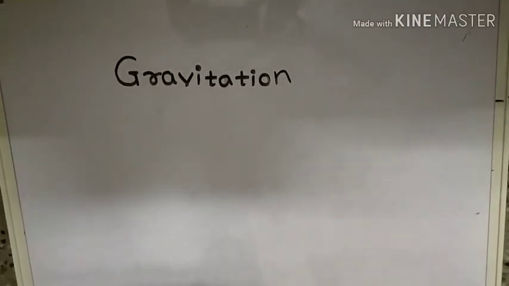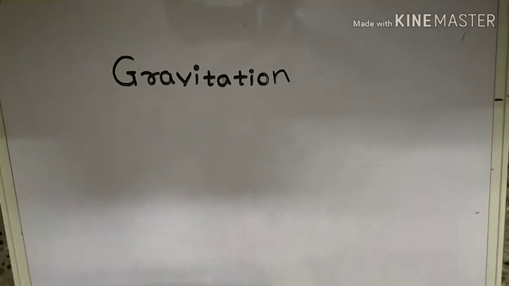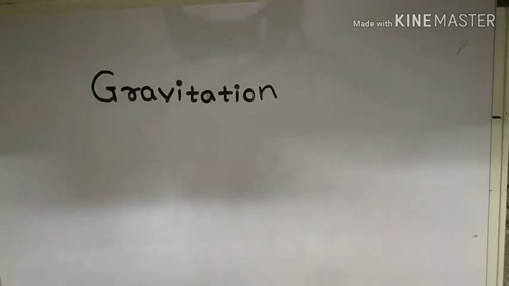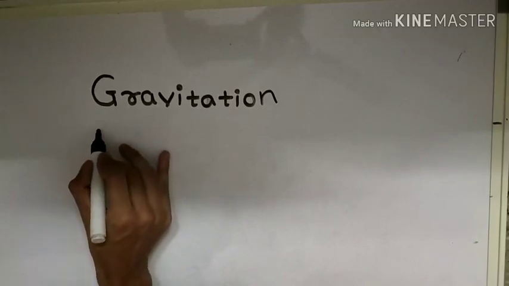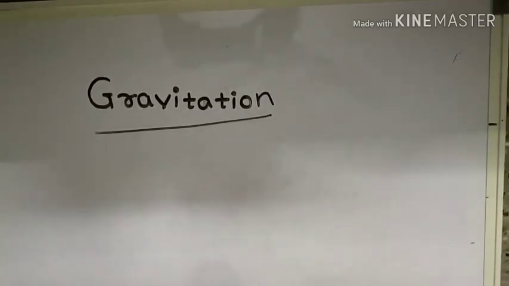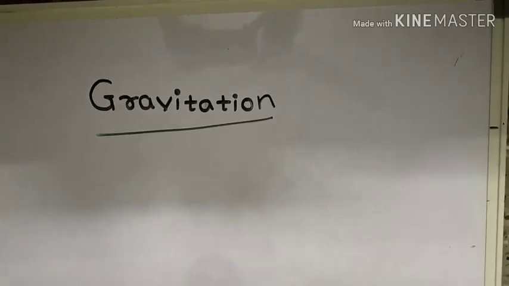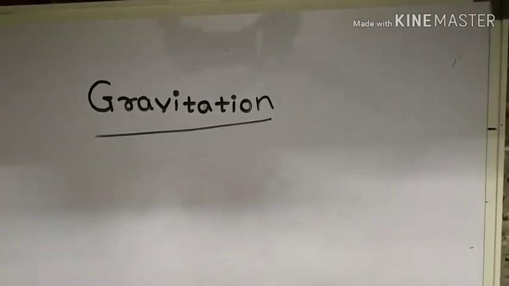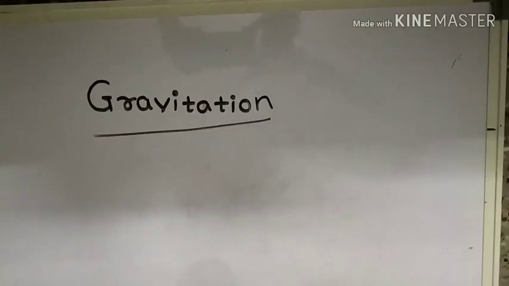Let's talk about gravitation. We have learned from our childhood that the planets revolve around the sun in their orbits. But did you ever think why they revolve around the sun? The simple answer is gravitation. Newton first derived a mathematical equation to find the gravitational force between any two objects. This force is always attractive.